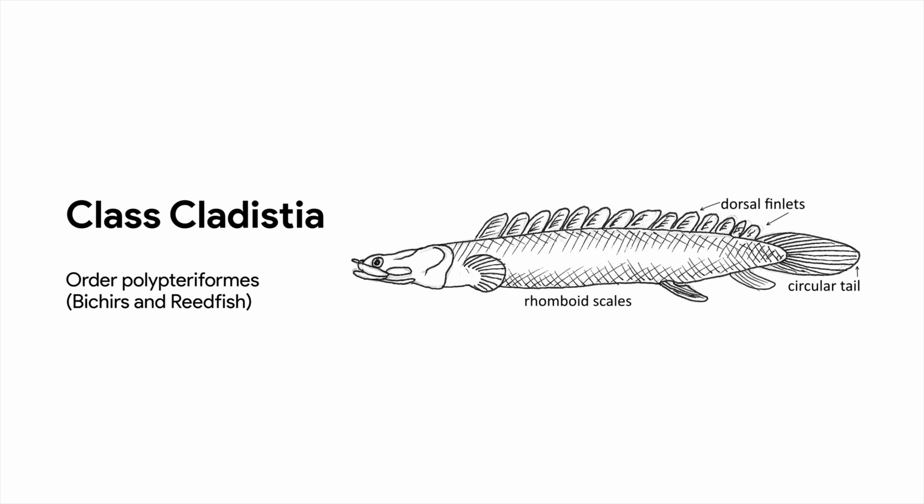The Cladistia are primitive fish. Their main characteristic is that they have several dorsal finlets instead of normal dorsal fins. There are about 12 extant species.